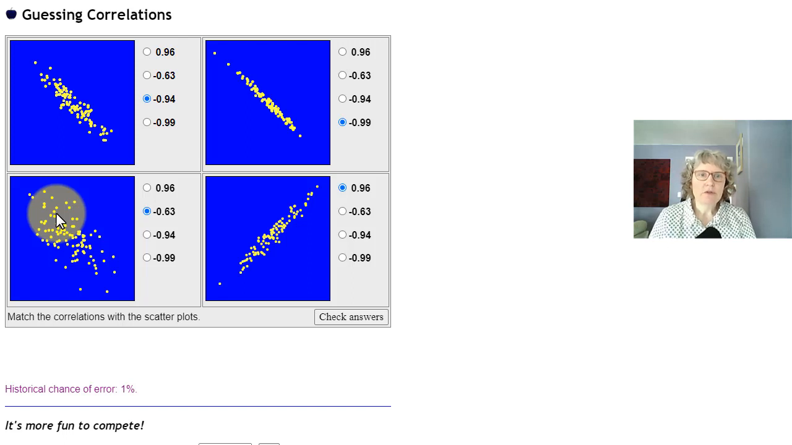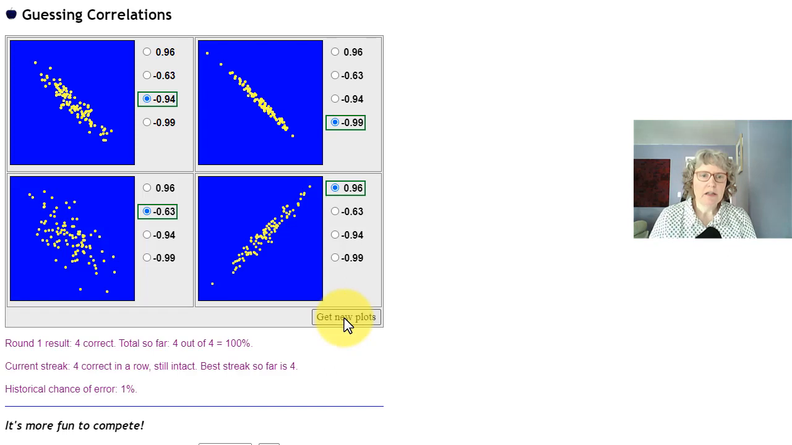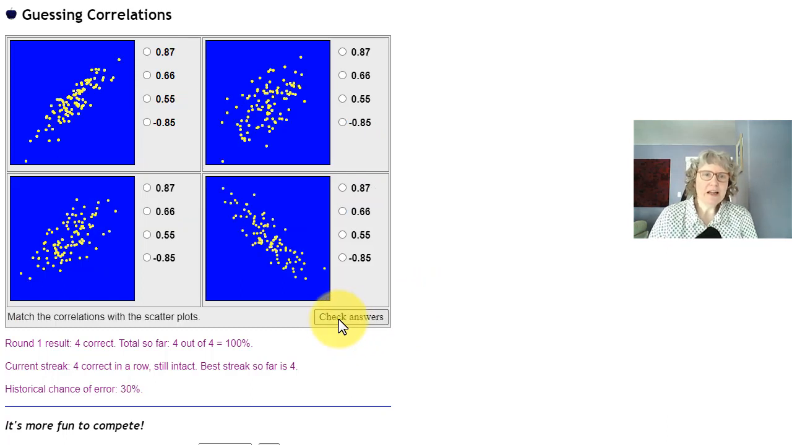So once you match all your graphs, go ahead and click check answers, and it'll give you either a little green smiley face or it might give you a red X if you didn't get it. So that's okay. We're just learning. It will keep your score down here. And I haven't figured out how to do this group competition, so I can't figure out how to get signed up to get that ID, but maybe someday I'll figure it out. So I'm going to click on Get New Plots, and we try it again.